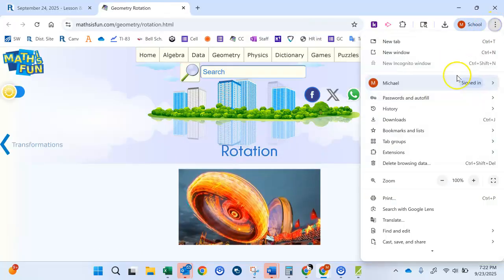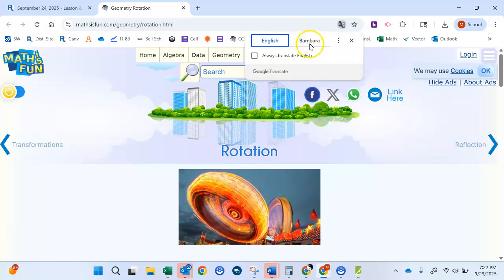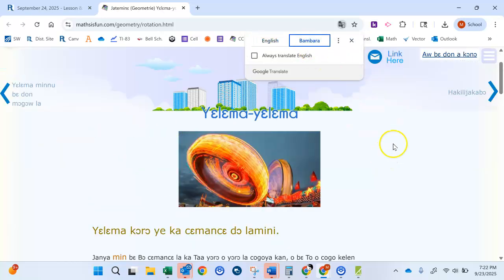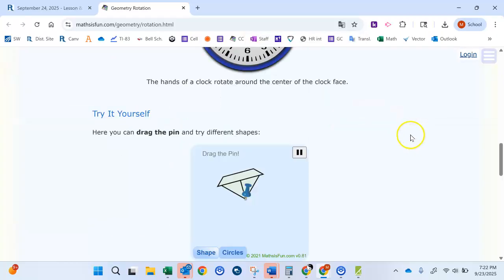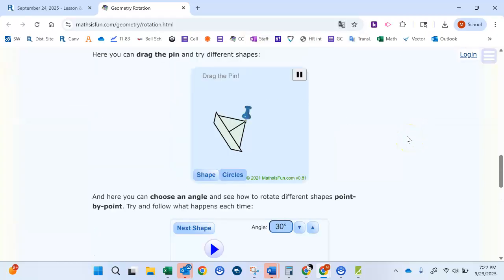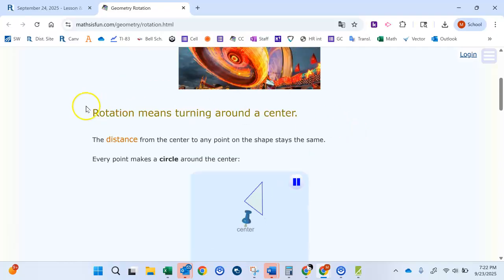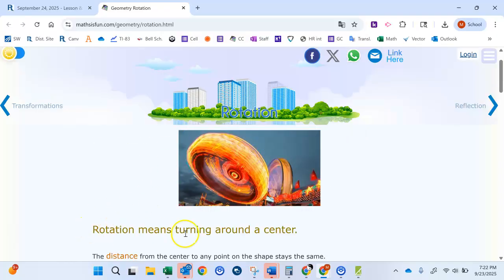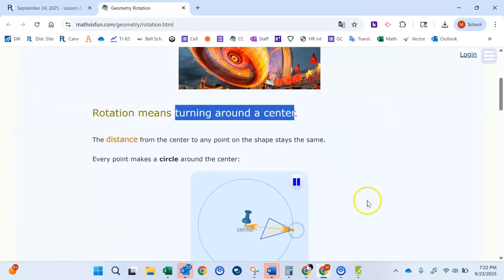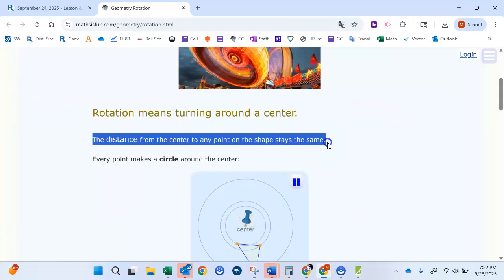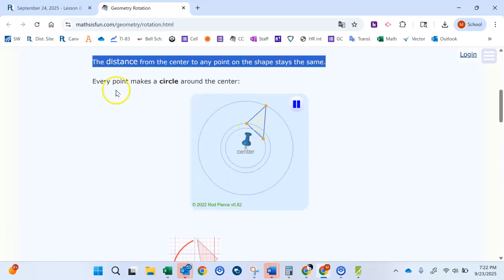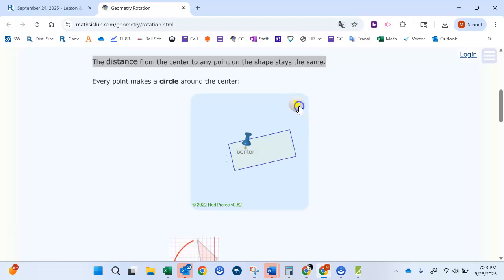Remember, you can translate it if you need to, right? You can do it in your language, whatever that is that you can read. So this is a very short page. It's only to there, okay? So I just want you to go ahead and review this. But rotation means turning around the center, okay? And the very important point, the distance from the center to any point stays the same. So let's look at how this is rotating right here.